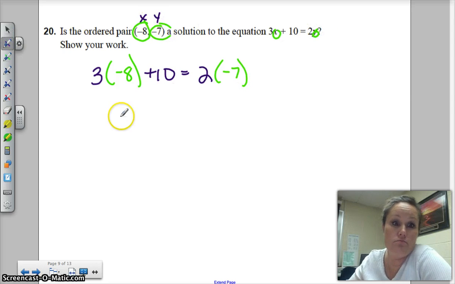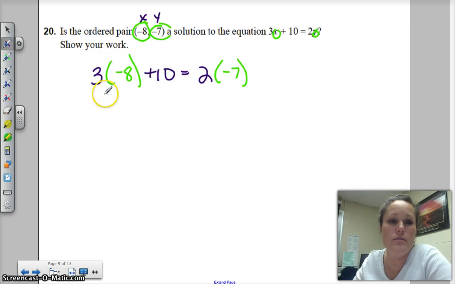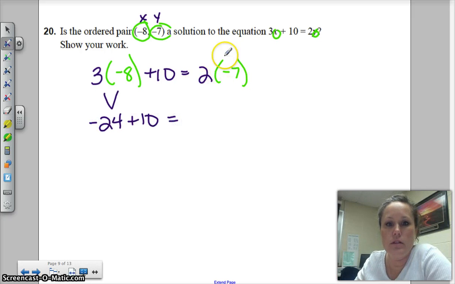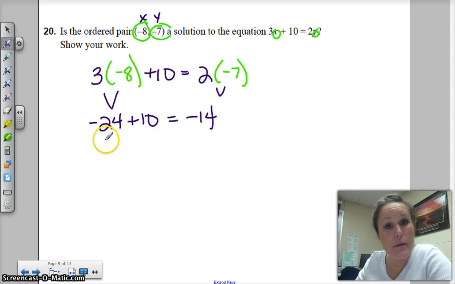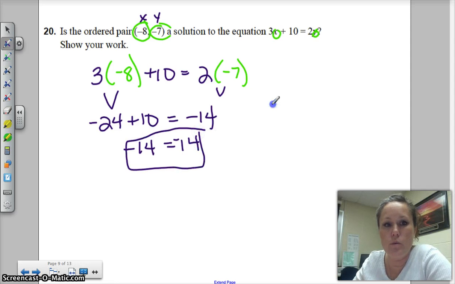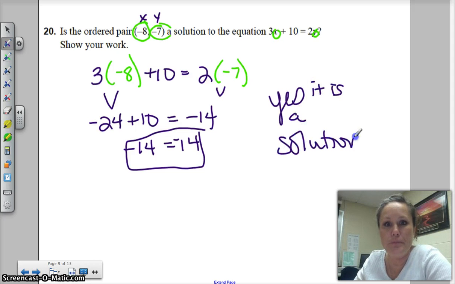So now I just solve following order of operations. So 3 times -8 is -24 plus 10 equals -14. -24 plus 10. If I'm -$24 in my lunch account and I bring a check for $10, I still have $14 to go. So these are absolutely equivalent, so we say yes, it is a solution.